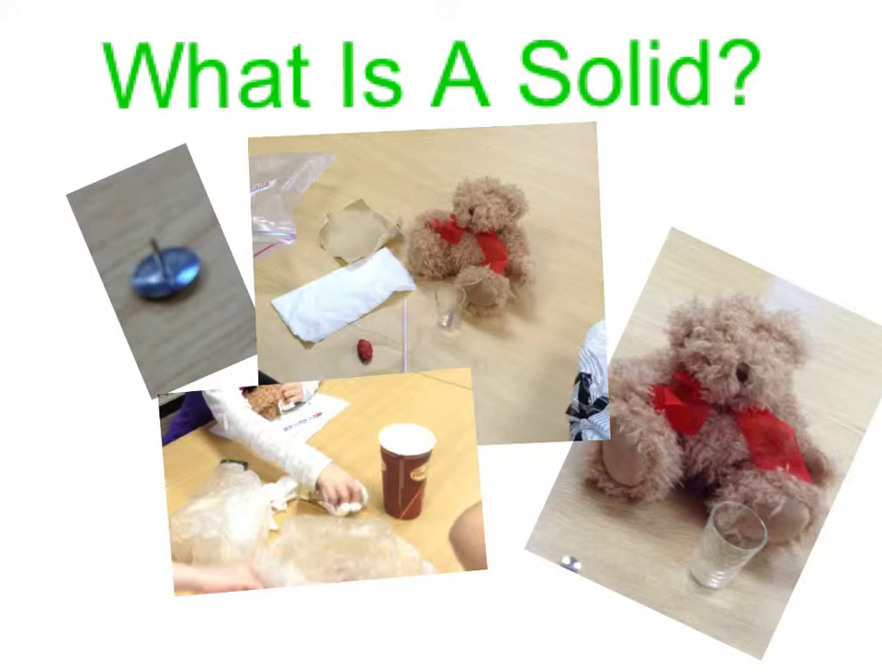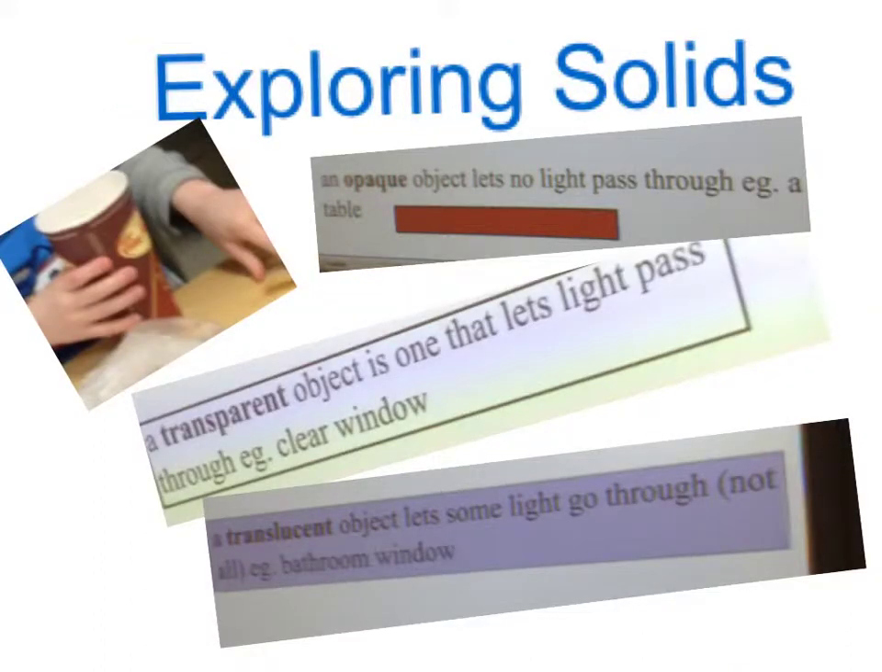Some adjectives that describe solids are soft, cold, rough, bumpy, hard, smooth, hot, squishy, pointy, sharp, thin, thick, shiny, see-through, fragile, and smelly. Exploring solids.